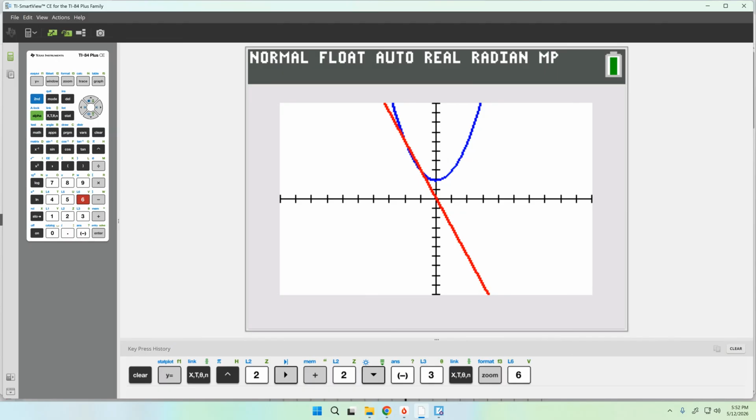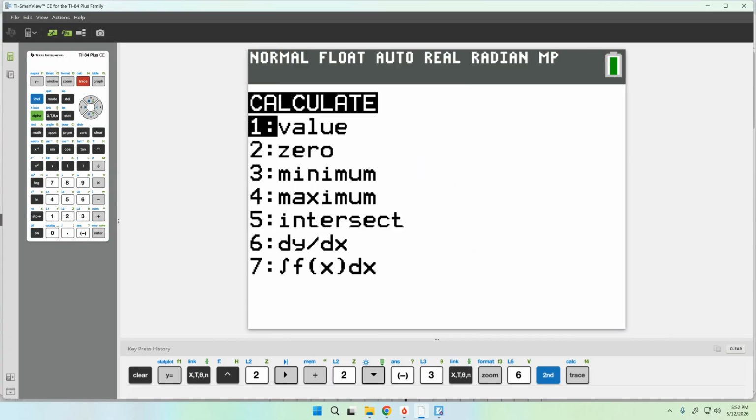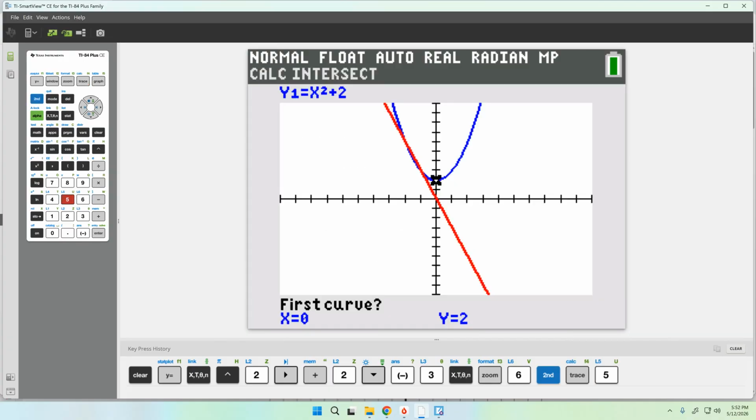Okay. So we can do that by going to second trace to our calculate window and using 5 for intersect. Now the calculator asks me, is this the first curve? Yeah, blue is y1. Second curve? Yes, red is y2. And now it asks me to guess. This guess question is more important here than we saw with our linear systems because we could have 2 points of intersection. So with my guess, I put it towards the point of intersection I want to see. Okay. And it gives us negative 1, 3. So that's one of them.